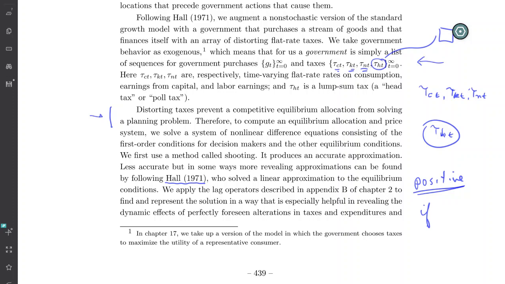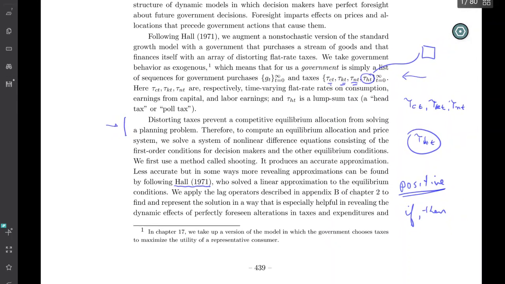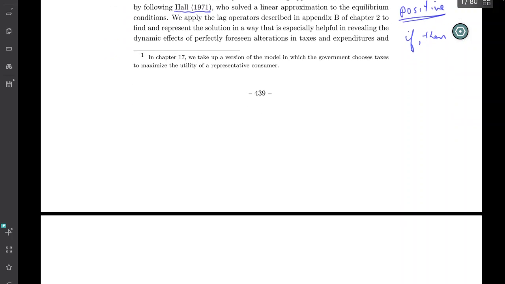Although there'll be some hints that will say, boy, we would really like to do that, this is just going to be if-then. If you impose a certain kind of tax, this is going to be the outcome that you get. So that's where we're going.